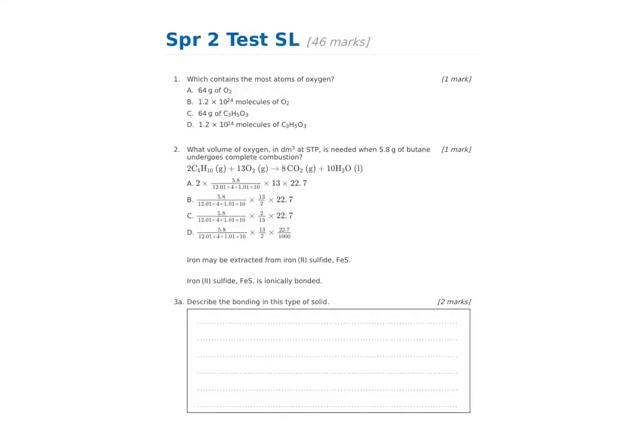Hi guys, so I'm going to work through this SL test. The first one says the most atoms of oxygen. Now remember, if it's an O2 molecule of oxygen, each molecule has 2 atoms, or 2 times the amount of atoms. And how do we calculate the number of atoms? Well, it's moles times Avogadro's number, which is 6.02 times 10 to the 23.